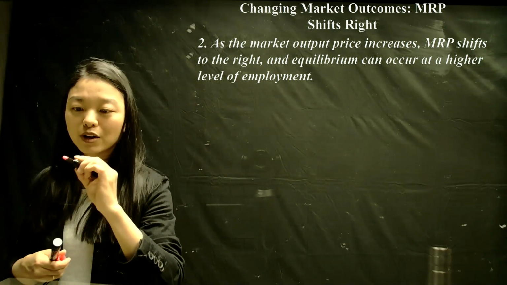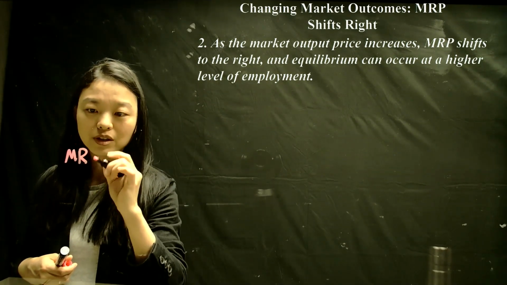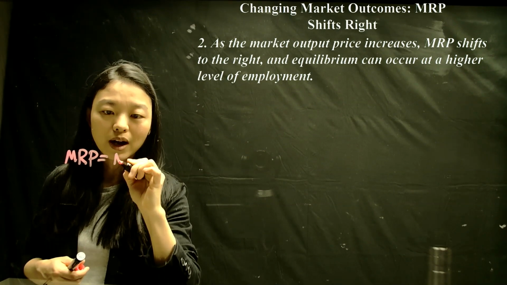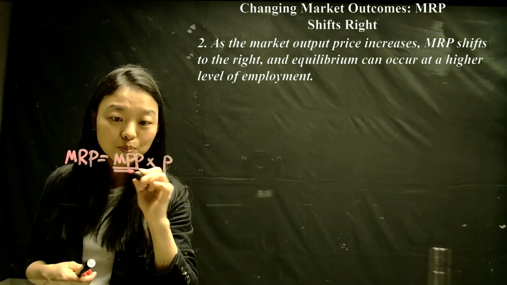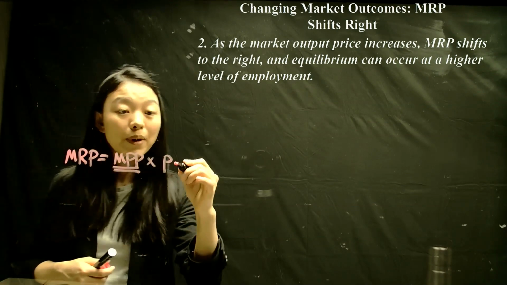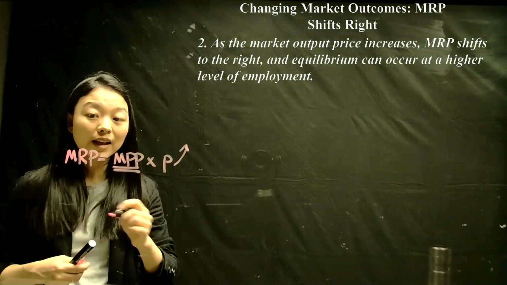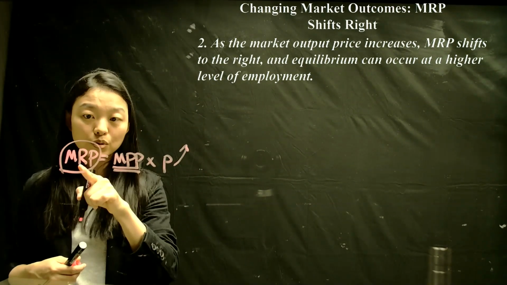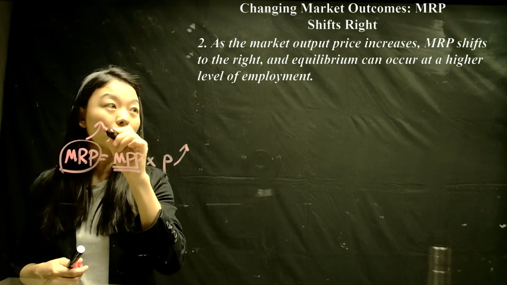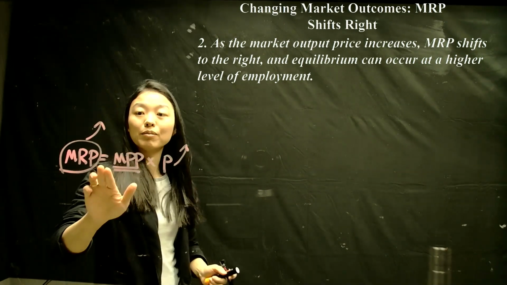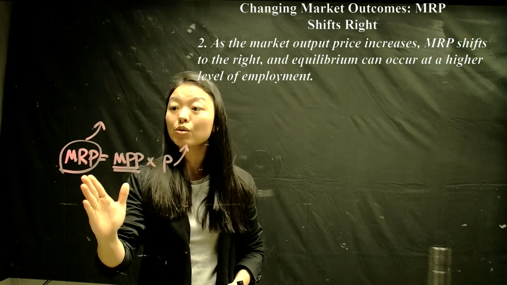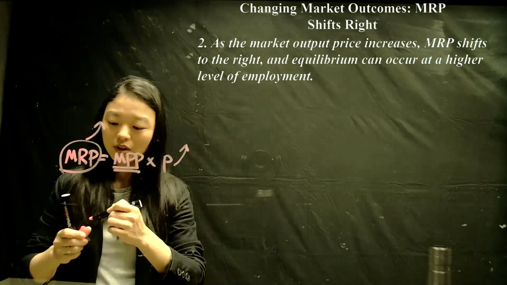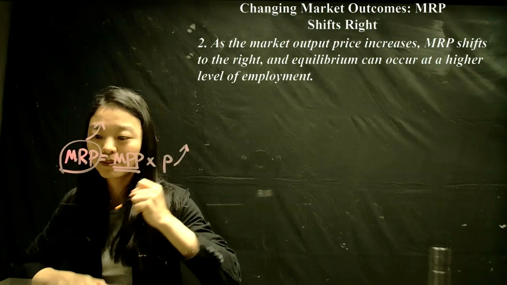And then we know the marginal revenue product equals the marginal physical product times price, right? If the productivity doesn't change, but the price increases, that means the marginal revenue will also increase, right? So if marginal revenue increases, that will also shift the marginal revenue curve outwards. So similarly, reflect on the same situation, okay?